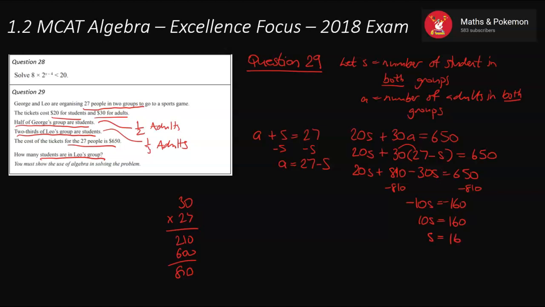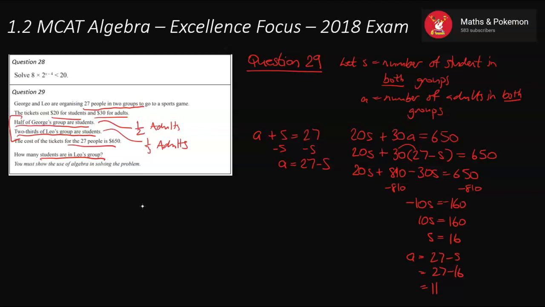The adults will be really easy to calculate because the adults is equal to 27 minus S, which is 27 minus 16. We just calculated S, so we're going to substitute it in, which means the number of adults equals 11. We're going to get a bit messy. So thinking of this 1/2, 2/3, 1/3 type nonsense, we now need to form some more equations.